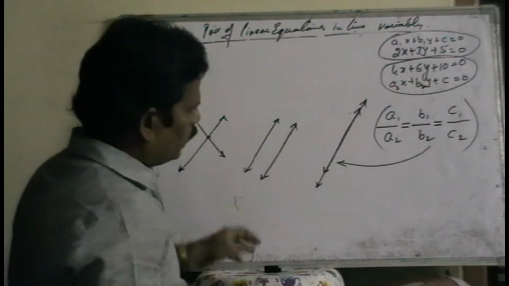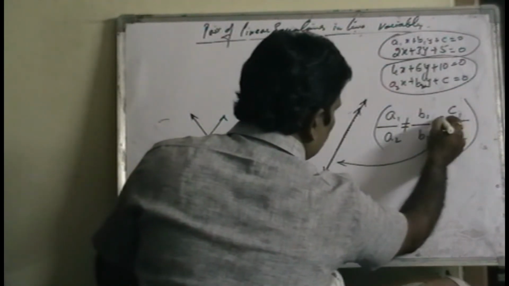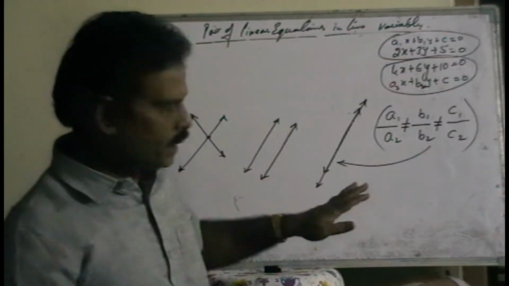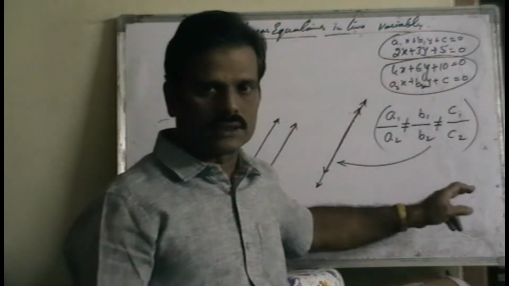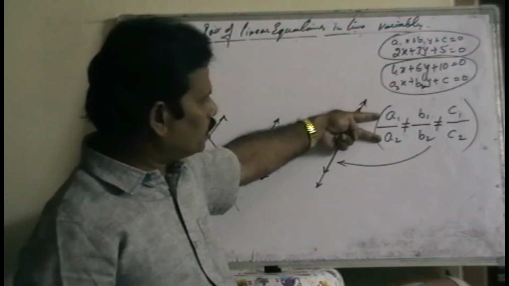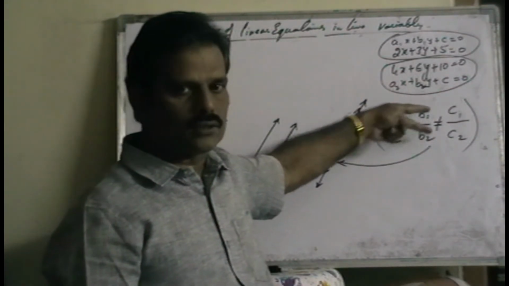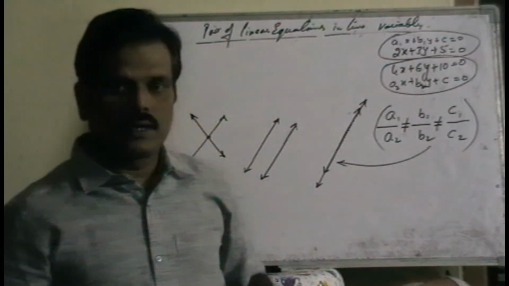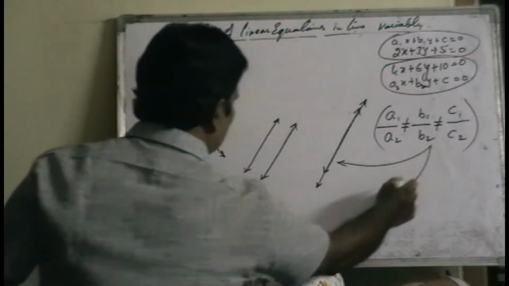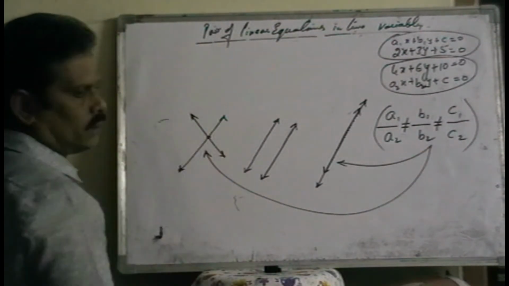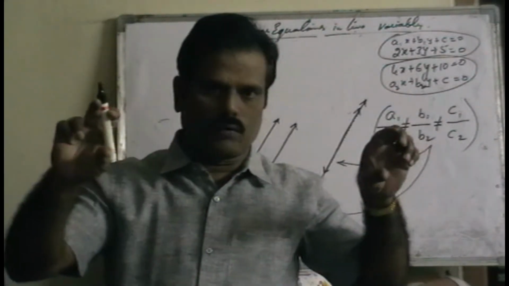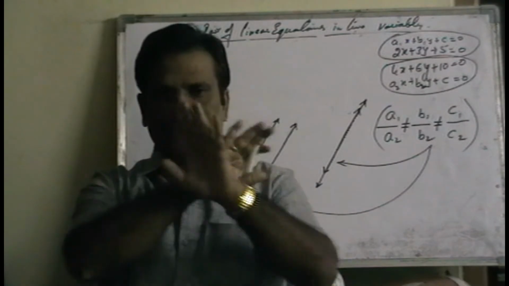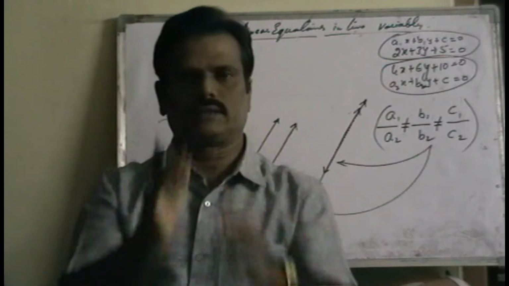Of course, otherwise, if all ratios are not equal, that means a1 by a2 is not equal to b1 by b2 is not equal to c1 by c2. That means the x coefficients ratio is not equal to the y coefficients ratio is not equal to the constants ratio. Then these two lines are intersecting lines. If all ratios are equal, coincident lines. All ratios are not equal, intersecting lines.